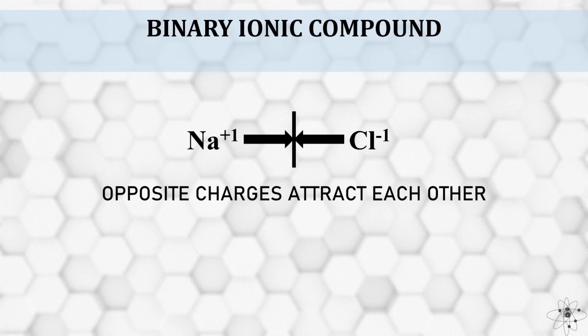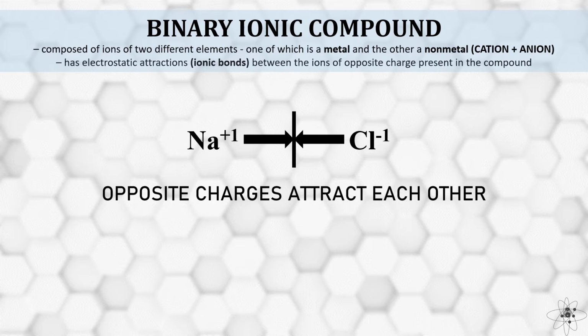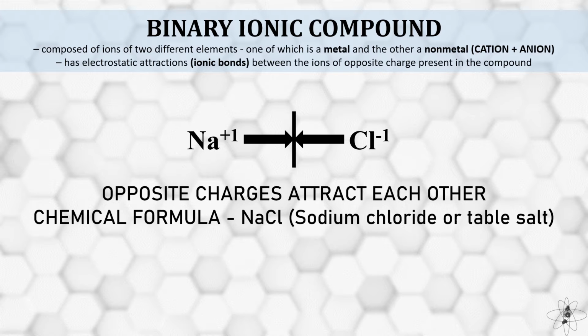Binary ionic compounds are compounds composed of ions of two different elements, one of which is a metal and the other a non-metal. The compound formed by this transfer is stabilized by the electrostatic attractions, or ionic bonds, between the ions of opposite charge present in the compound. So please take note of the chemical formula of the ionic compound that was formed here. It's NaCl, or sodium chloride, commonly known as table salt.